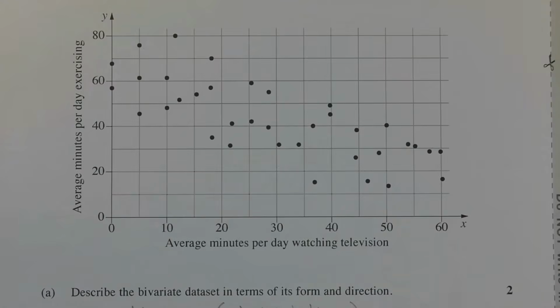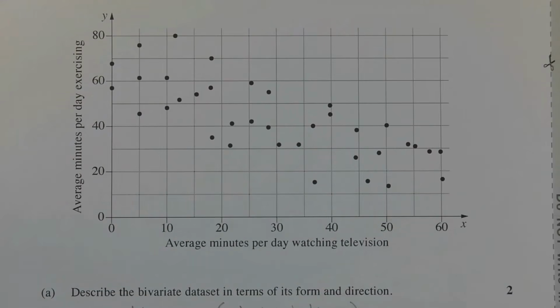In terms of form, this bivariate dataset could either be linear or non-linear. Now, linear means a straight line relationship, and looking at the scatter plot, we can see that the general trend follows a straight line. So the form is linear.